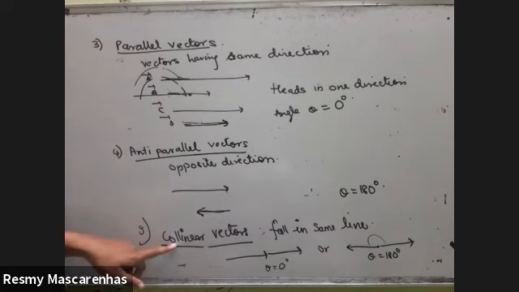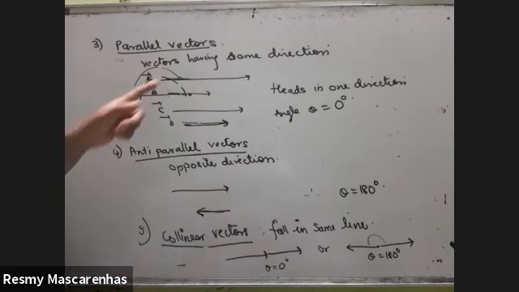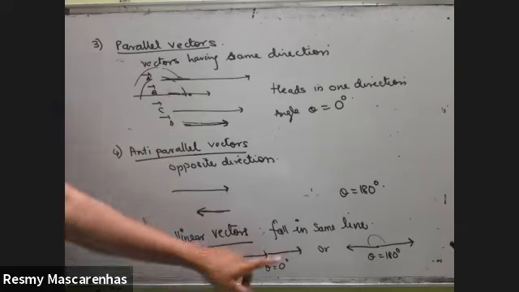So collinear is what? They lie in the straight line. Here they are parallel, but here they are collinear.